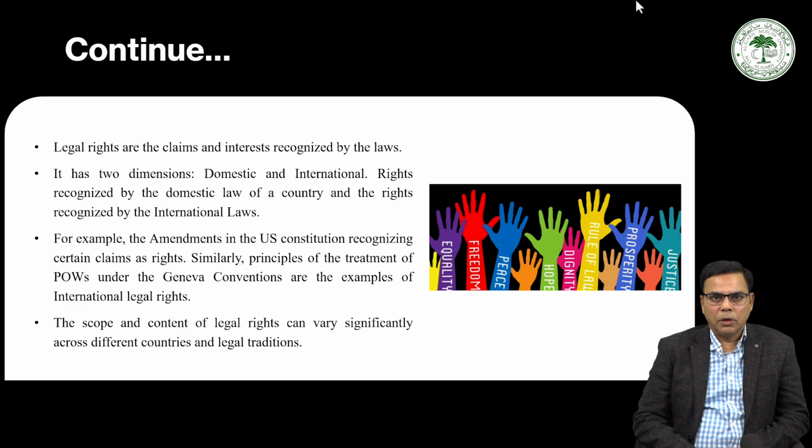We also see that culture is a very important factor in the recognition of the scope and content of legal rights. For example, there are countries that have legalized polygamy, but many countries do not accept polygamy. Similarly, the determination of who is a child, for example, the marriageable age of a girl and of a boy, also varies from country to country. So we can understand that the scope and content of legal rights can vary significantly across different countries and legal traditions.